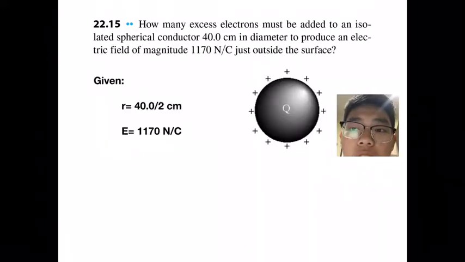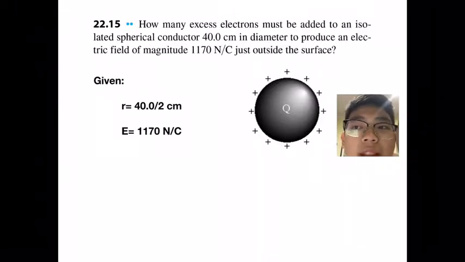First, our radius is equal to 20 cm. How did we get to this? Well, what is given is the diameter. As we know, 2 radii is equal to 1 diameter. So all we need to do is divide 40 by 2 to get our radius, which is 20 centimeters. Next, our electric field is 1170 newtons per coulomb.